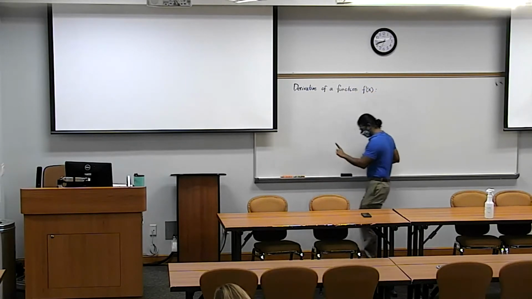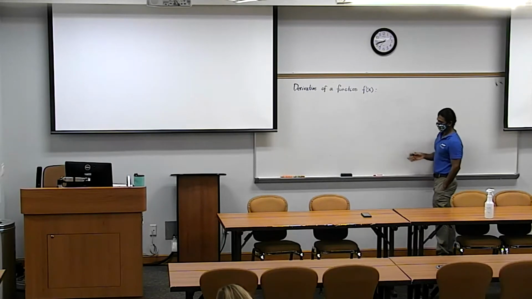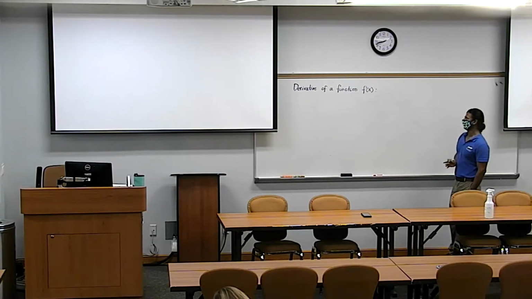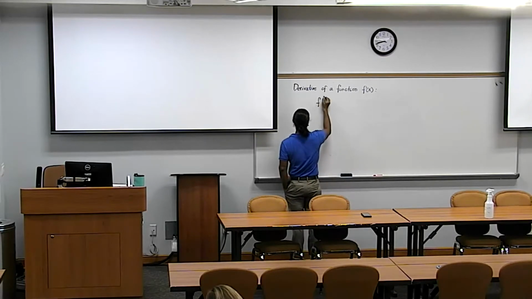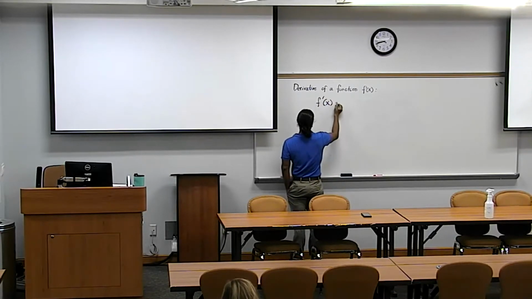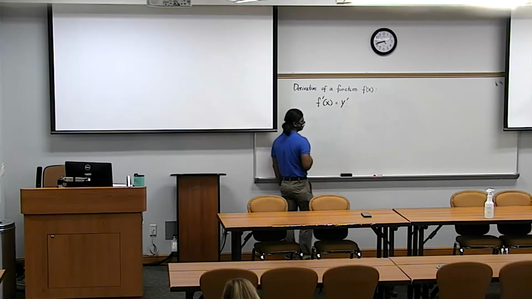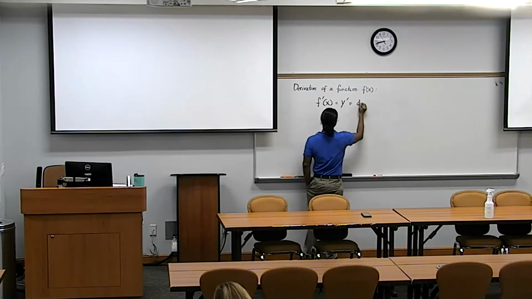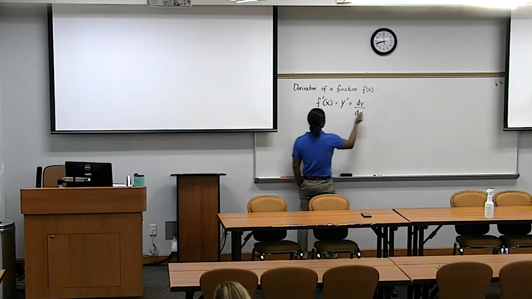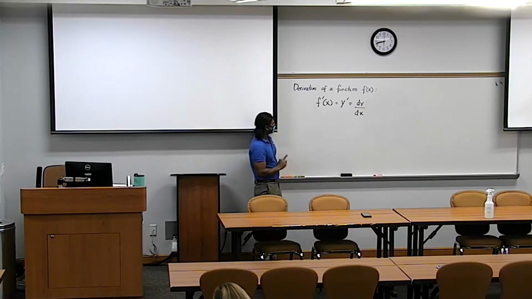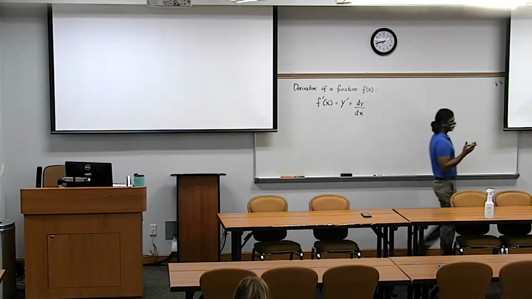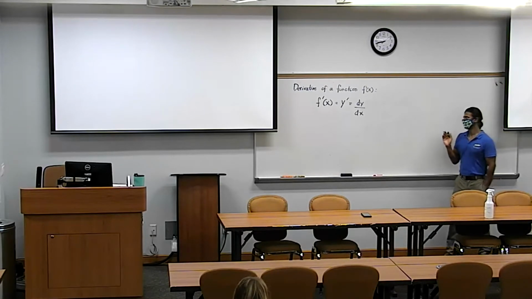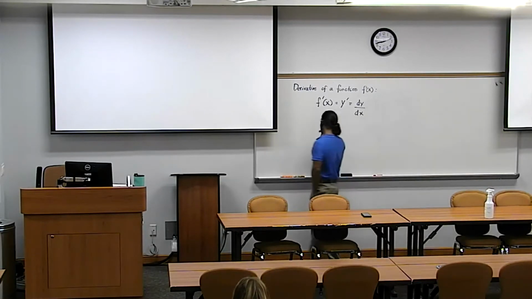I did mention this in one of the videos, so I'll just repeat before we get into finding derivatives. The derivative of a function f of x is denoted by f prime of x, or you could call it y prime, or it is dy over dx. Why is it y? Because we always call a function f of x as y.